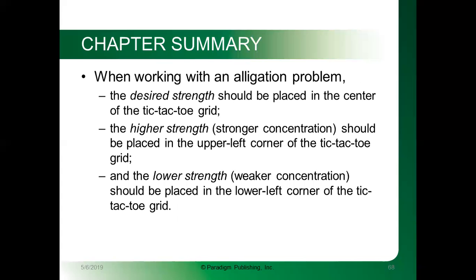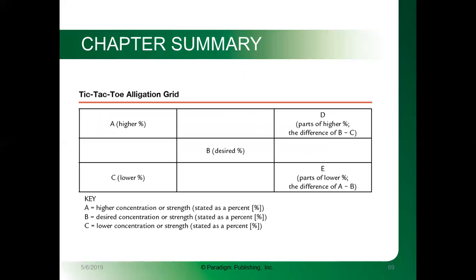When working with alligation problems, the desired strength should be placed in the center of that tic-tac-toe grid. The higher strength should be placed in the upper left corner of the tic-tac-toe grid, and the lower strength should be placed in the lower left corner. Looking at the tic-tac-toe grid here, A is considered the higher strength, C is the lower strength, B is the desired amount, D is the parts of the difference from the higher strength, so B minus C. E is the part of the lower percent strength, which is the difference of A minus B.